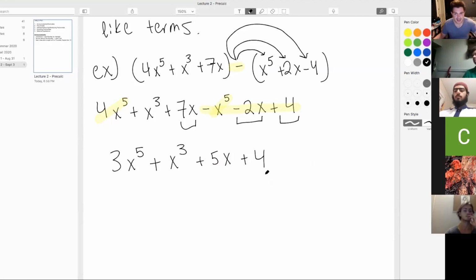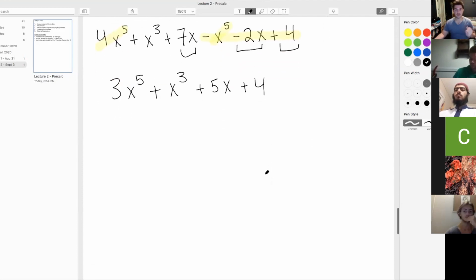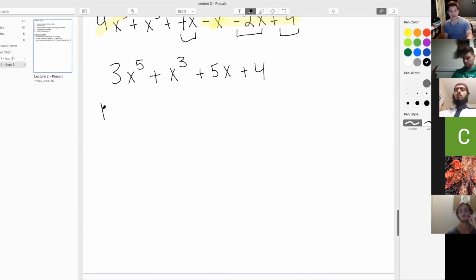Please stop me if anything is confusing. I will move on now to multiplication of polynomials. That was adding and subtracting, which I think is pretty straightforward. Now let's do multiplication. New heading: we'll call this multiplying polynomials.